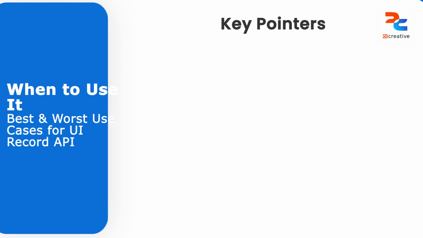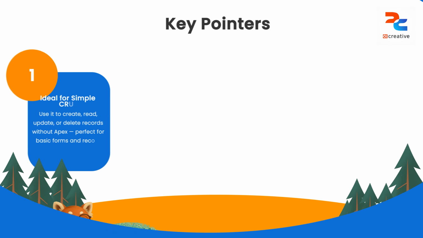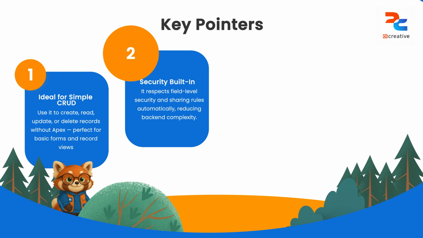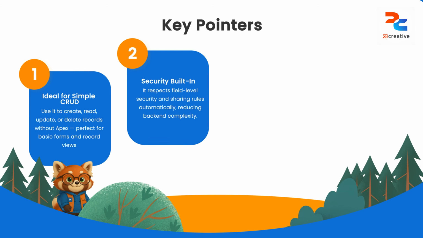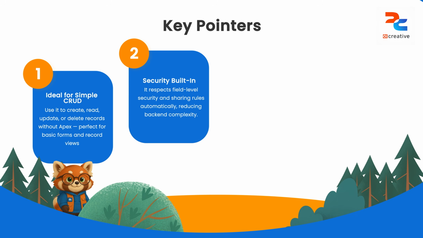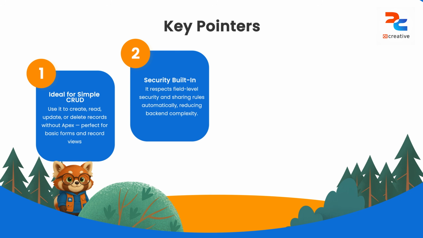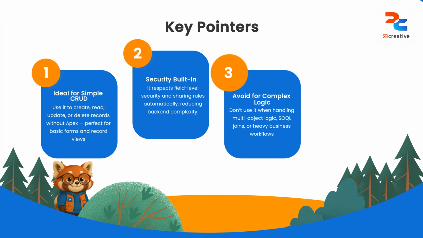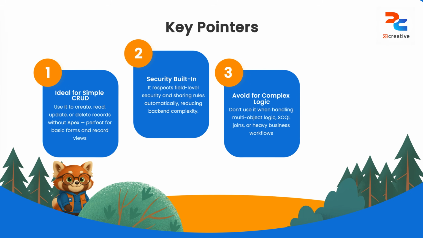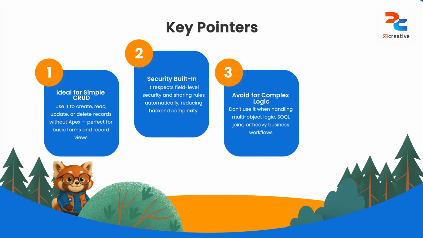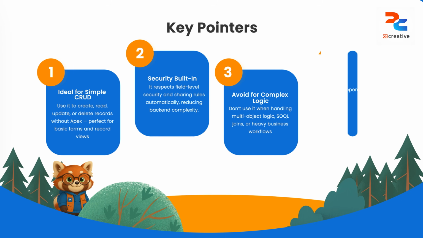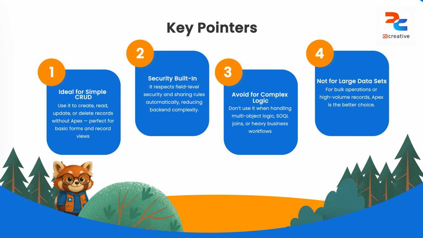So let's talk about when to use it. You will use the uiRecordApi when you want to avoid Apex for simple tasks, when you are performing basic CRUD operations and you need field level security handled automatically. Also, you can use this when you want to build a quick form or a record viewer. But there are cases where you will want to avoid the uiRecordApi: when you need complex business logic, or you are doing SOQL joins or working with multiple related objects, or when you are working with larger data volumes. In all these cases, I would suggest you not use the uiRecordApi.